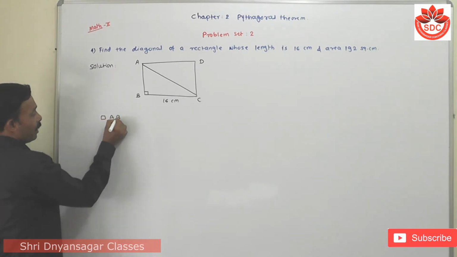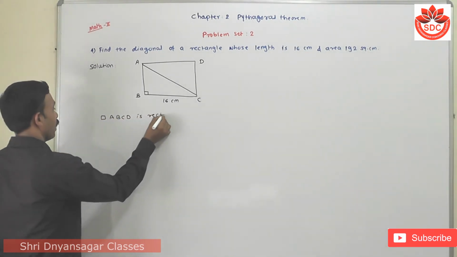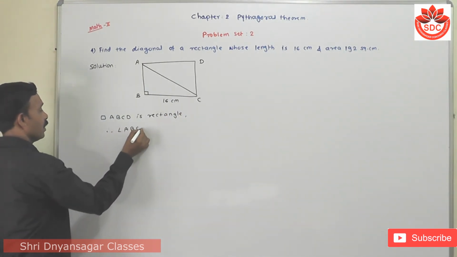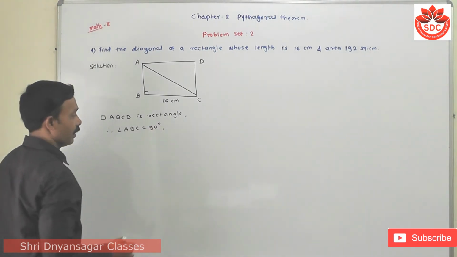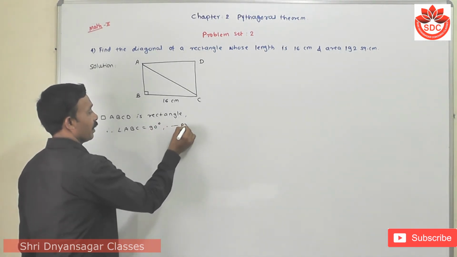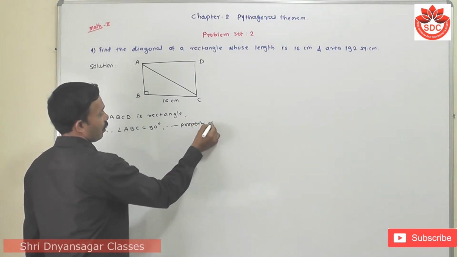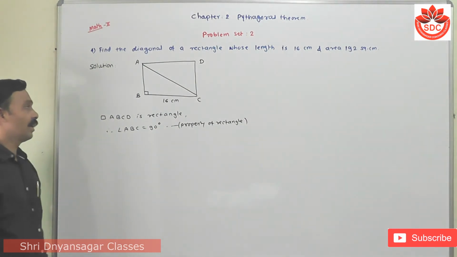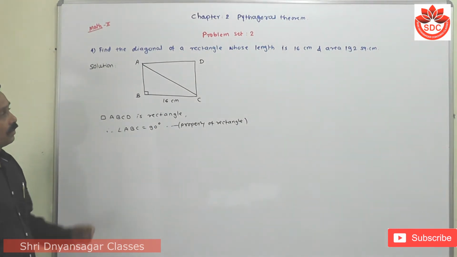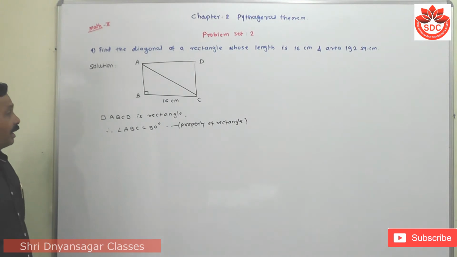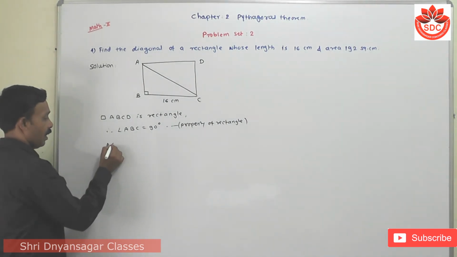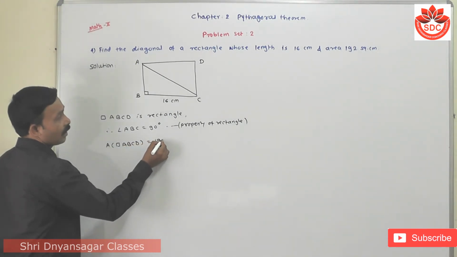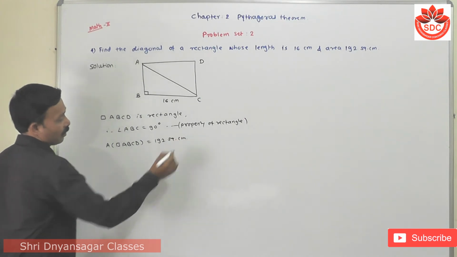Quadrilateral ABCD is a rectangle. Therefore, angle ABC is equal to how much? 90. This is the property of a rectangle. All angles are 90 degrees. I have taken only angle B. Now, the area of the rectangle is also given. Area of quadrilateral ABCD is given, which is 192 square centimeter.